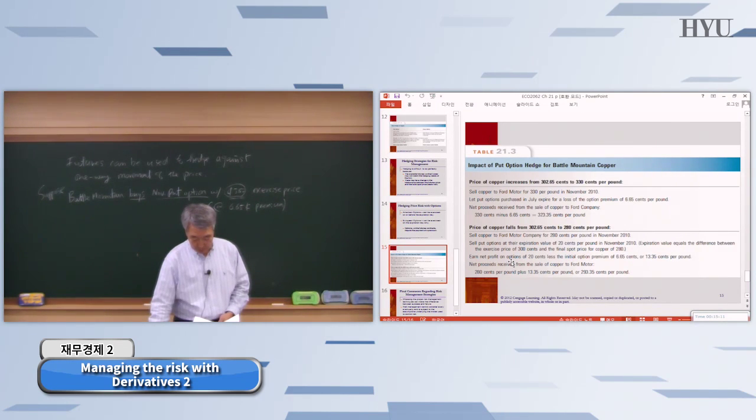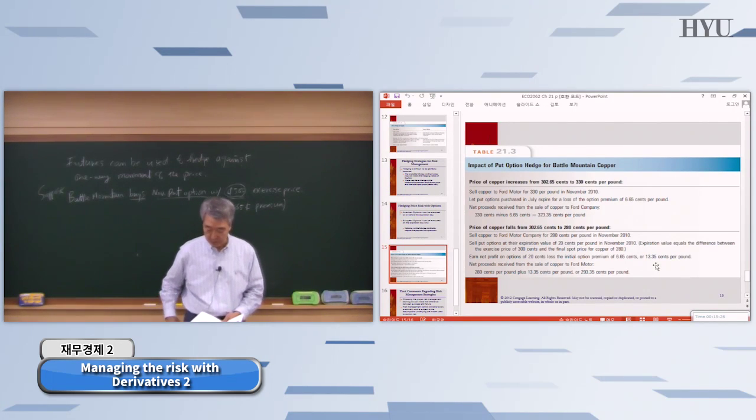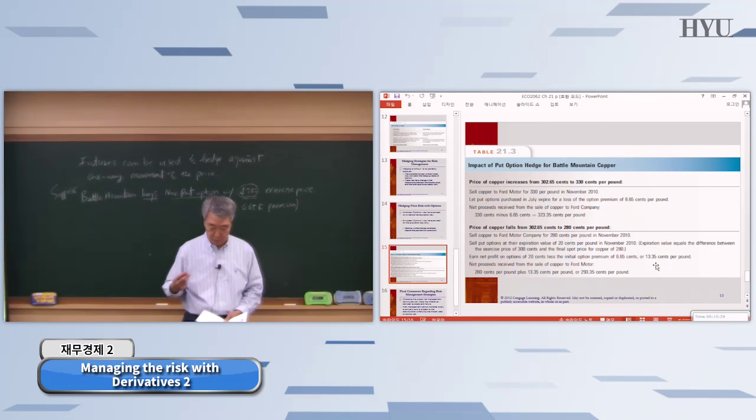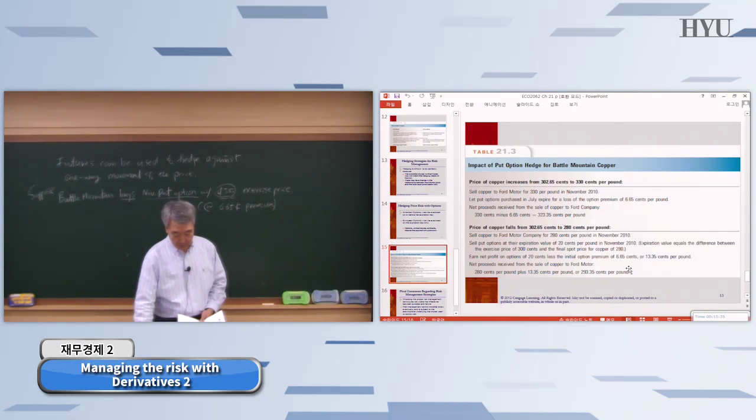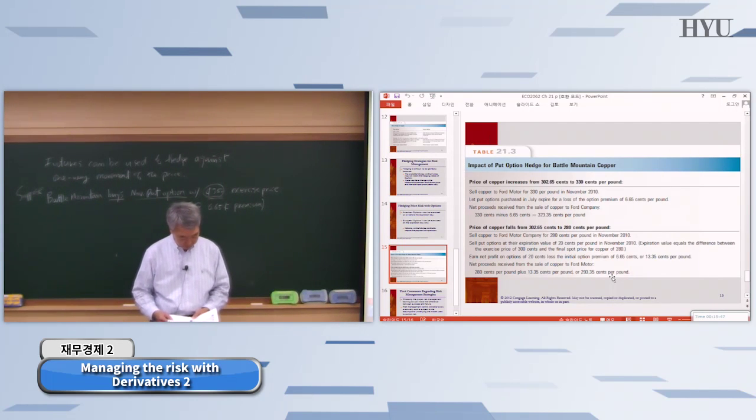So the net profit on the option is 20 cents less the initial premium of 6.65. In effect, you are gaining 13.35 cents per pound because you received the 20 cents, but you already paid 6.65 cents as premium. So 280 plus 13.35 is 293.35 cents per pound. That's what you're going to receive as a result of this entire transaction.